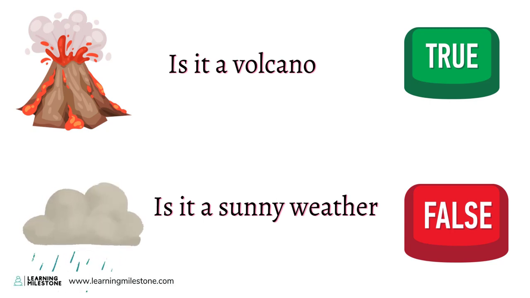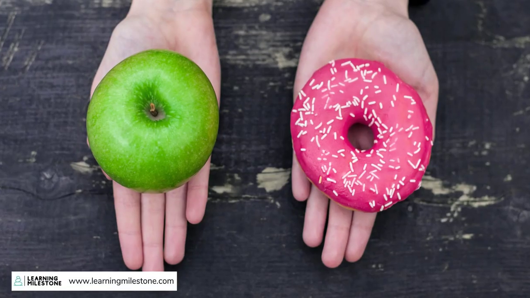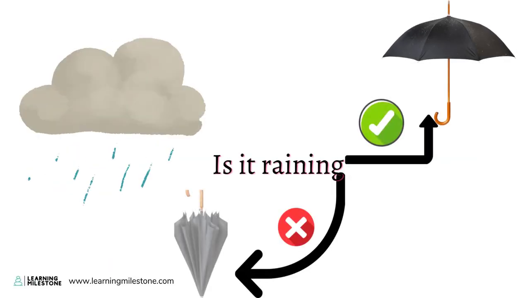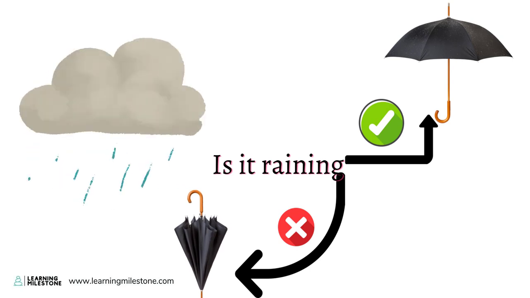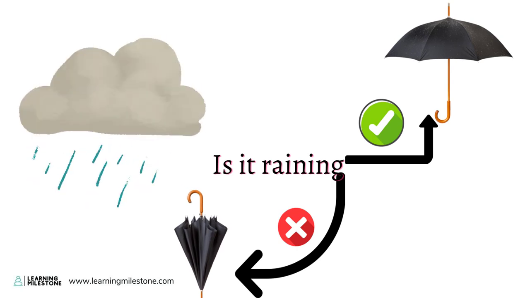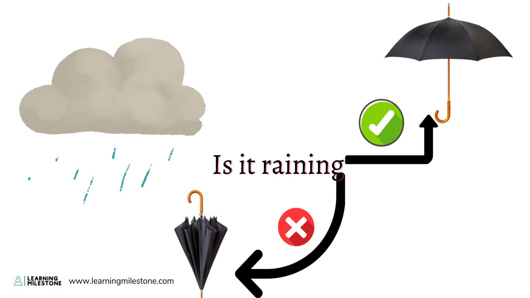So looking at the picture of a volcano, is it a volcano? True. Looking at this raining picture, is it a sunny weather? False, right? Straightforward. In our day-to-day life, we have to take different kinds of decisions, and these decisions are based on conditions. Like, for example, if it is raining, so first I will think, is it raining?